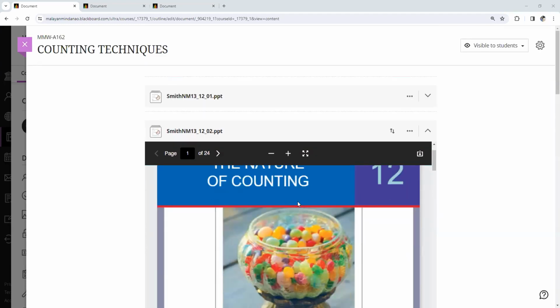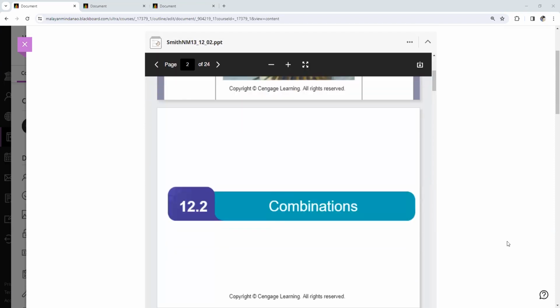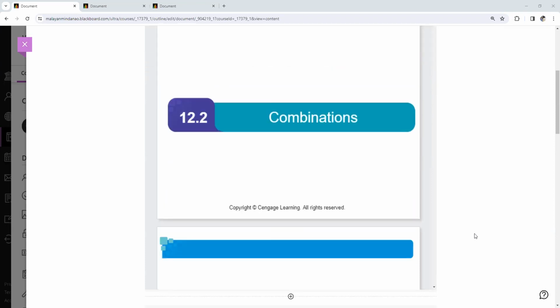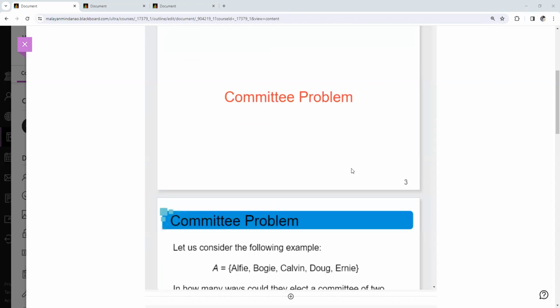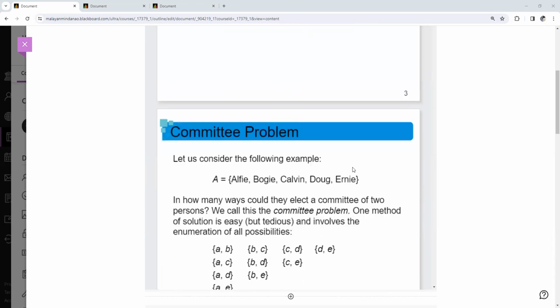First topic is on combinations. We have talked about permutations in our previous meetings, but now we are going to talk about combinations. And I just want to summarize because, as I mentioned, this is a crash course.